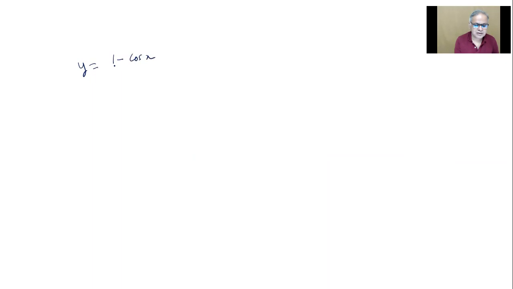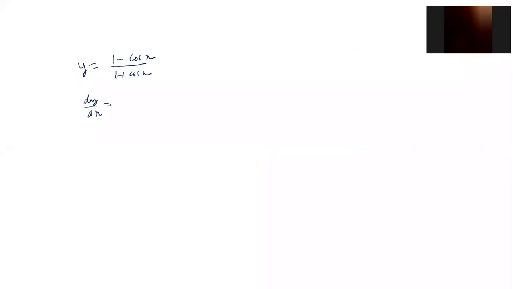Y is equal to 1 minus cos x by 1 plus cos x. Come on. dy by dx is equal to, 1 plus cos x is the denominator, into dy by dx of the numerator. That we can write straight away once we are comfortable with the whole thing. Derivative of 1 is how much, Sriram? 0, sir.